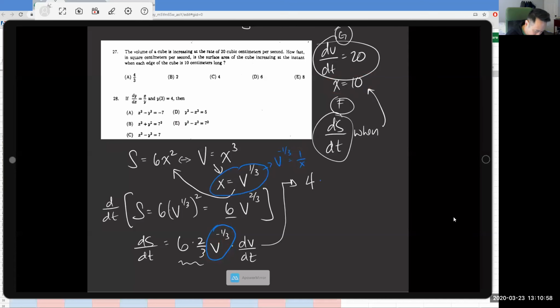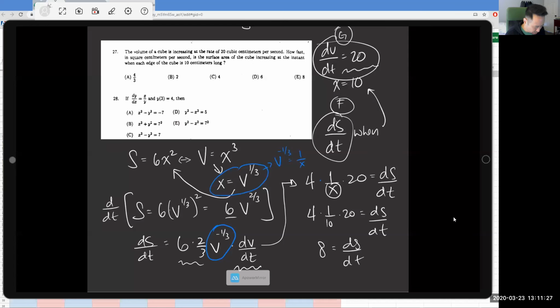And so now I have this, let me put it white. So I have 4 times 1 over x, and then dv dt, well, that's given to us as 20, times 20. That's your ds dt, right? And then furthermore, x equals 10. Okay, so now I have 4 times 1 over 10 times 20. That's going to give me my ds dt. So simplifying all this, I believe 8 is my ds dt, which is choice E.